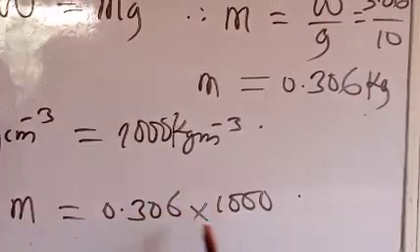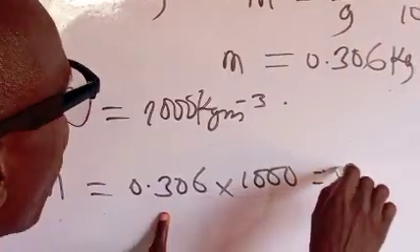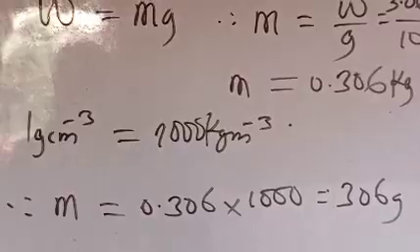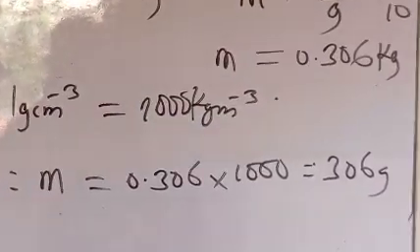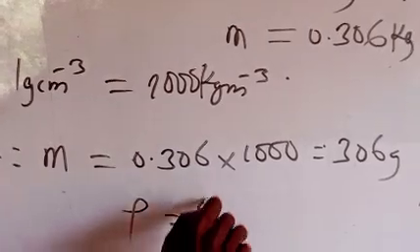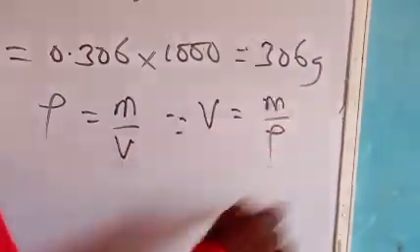From kilogram to gram, we are converting to gram, so we have to multiply by 1,000. And it will now be what? 306 gram. That is the mass in the air. Then we can talk about the volume. Looking at the volume, we know that density is mass over volume. Therefore, volume is mass over density.